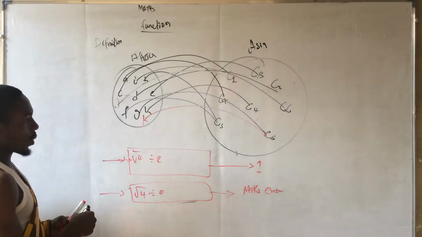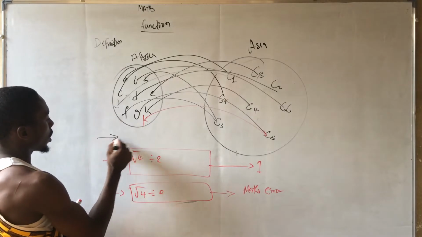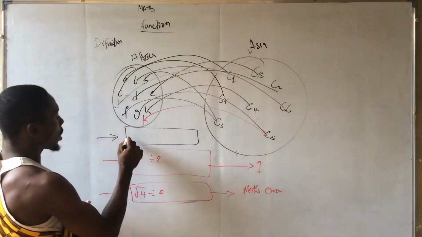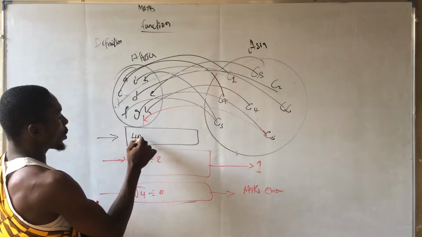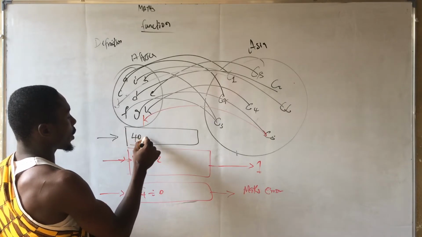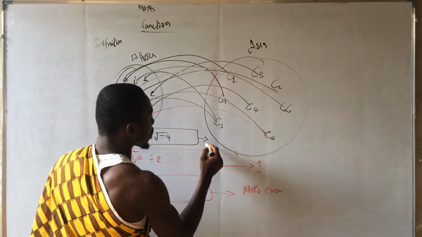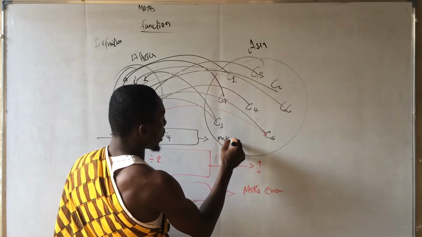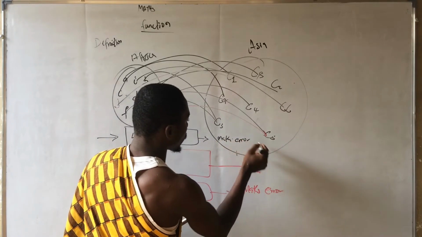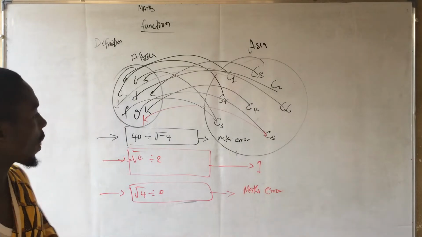Or if you press another one, let's take another, you press 40 divided by the square root of negative 4, it is going to give you an outcome, math error. Now, what happened here?